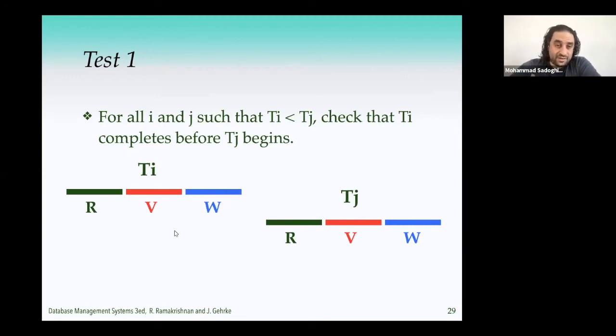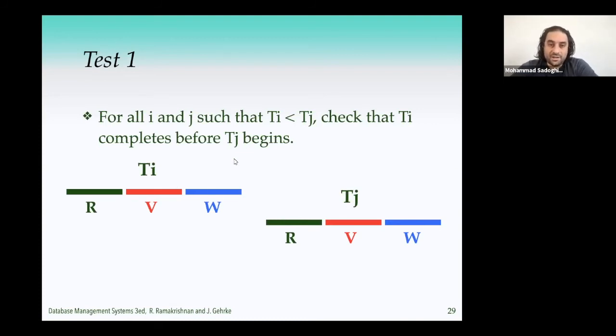Now, the way we do this, we're going to run these sets of tests. The first test: for all i and j, for any two transactions, if Ti is before Tj, meaning the assigned timestamp of Ti at the beginning of validation is less than Tj's, then as long as Ti completely ends before Tj starts, that is, the write set of Ti does not overlap with the read set of Tj, then trivially there is no conflict between these two transactions.